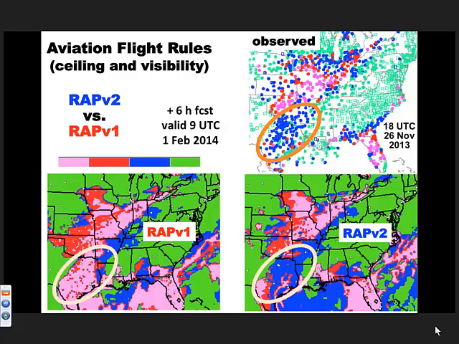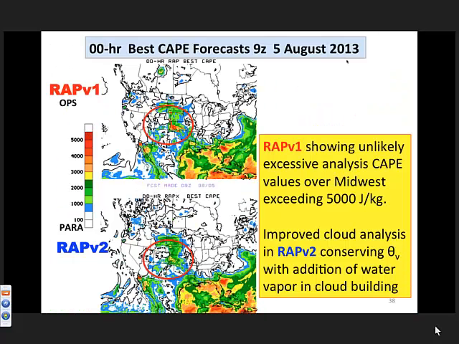This now is in CAPE forecast. It's an overnight situation in which over the high plains, some pretty excessive CAPE values here showing up over Kansas, over 4,000 joules per kilogram, that was reduced tremendously in RAP-V2.